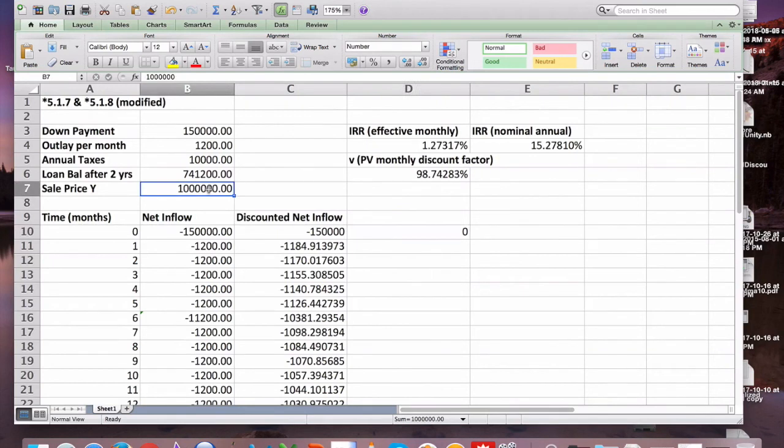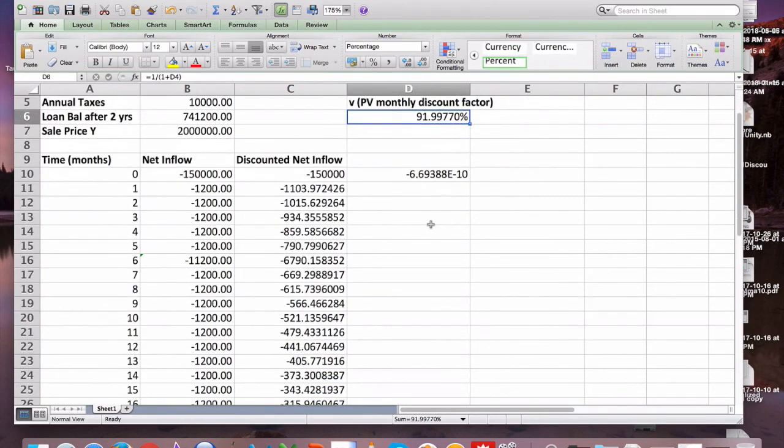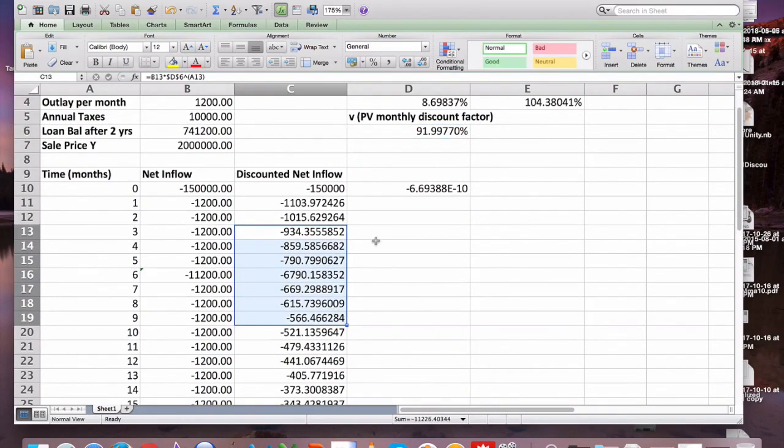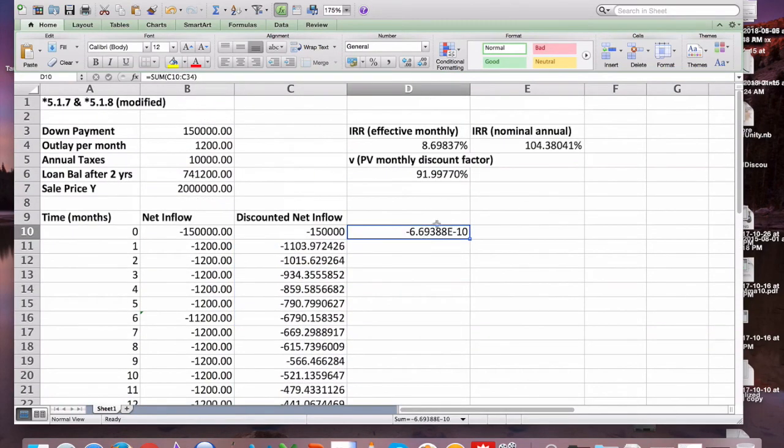Let me make one more change. What if you sold it for $2 million? Wow, amazing appreciation. You should expect a huge IRR, relatively speaking. As a monthly rate, that's a really big number. As a nominal annual rate, it's a really big number. The V is smaller. These discounted cash flows get closer to 0. This is still effectively 0. That E negative 10 is scientific notation for 10 to the negative 10 power. This is still effectively 0 for the sum of these numbers.